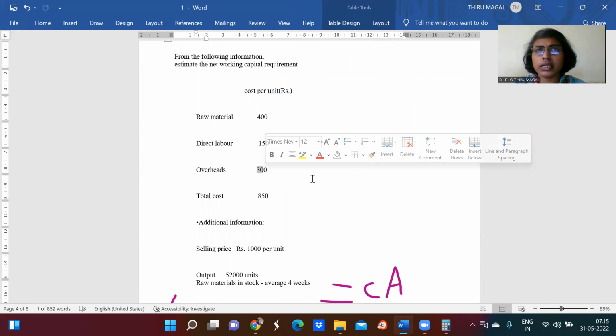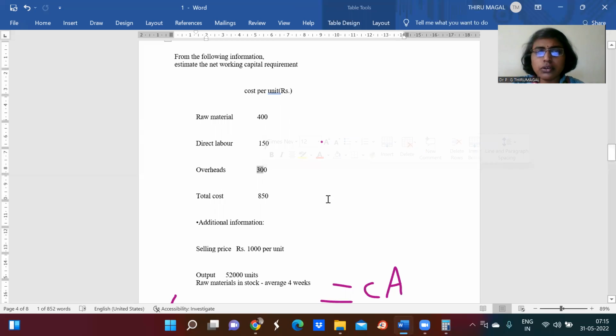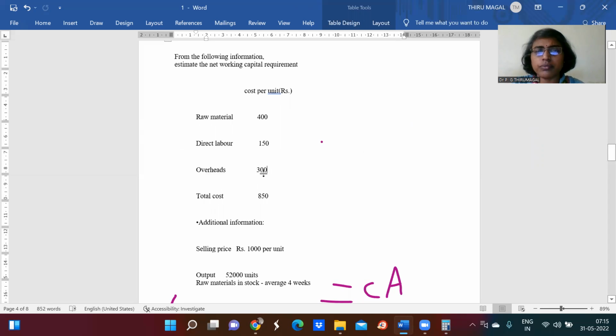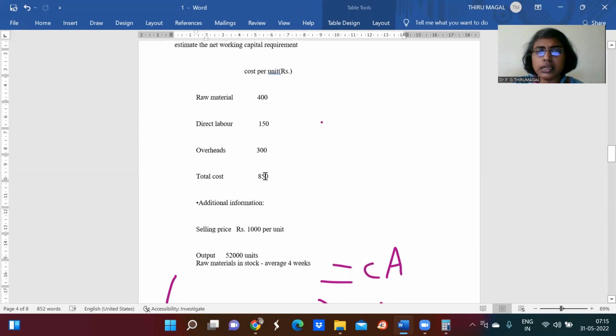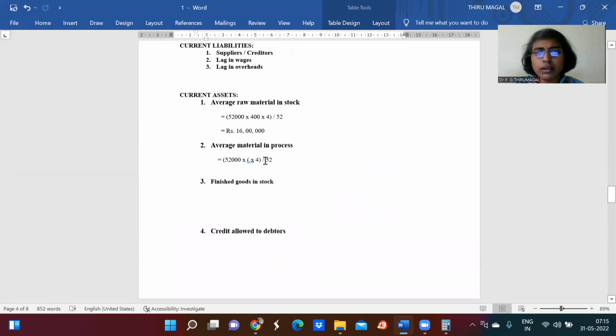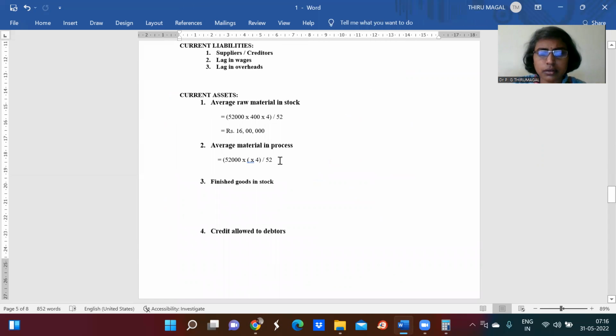Whereas when it is in work in progress, the work has started, so raw material cost is also involved, labor is also involved in the production, and overheads and other costs are also involved. So now we need to include all the 3 unit costs. So 400 plus 150 plus 300. We have to add all the 3 and then multiply.